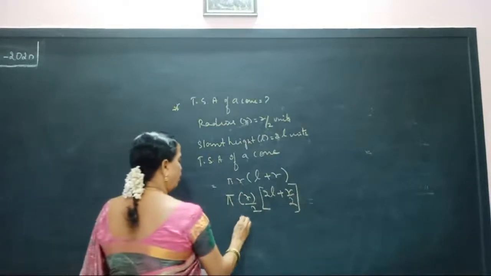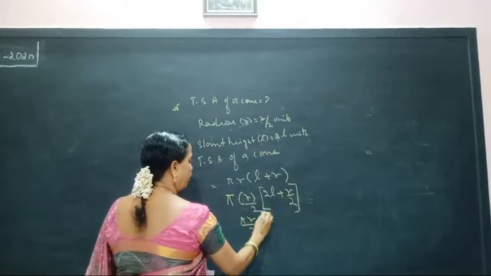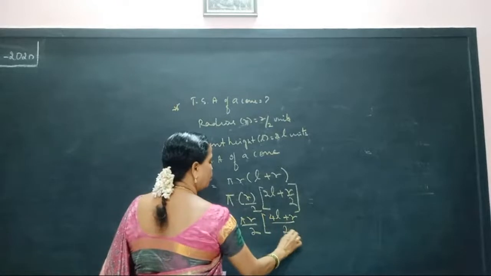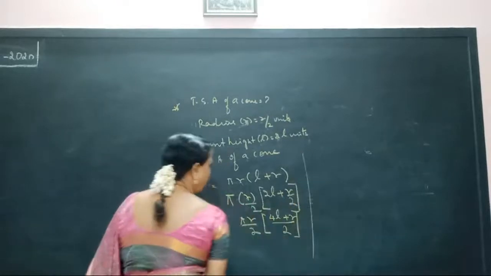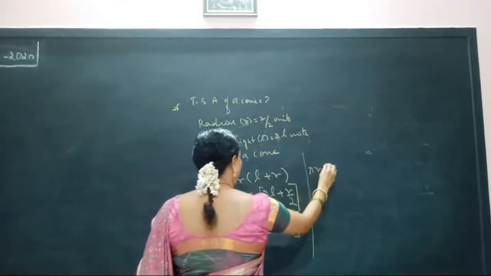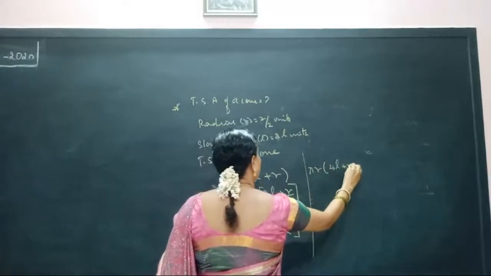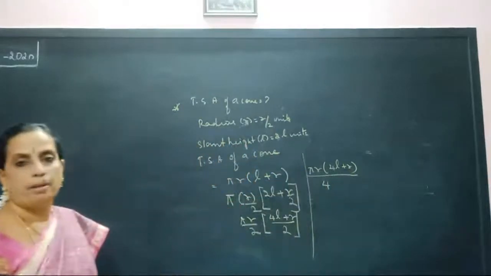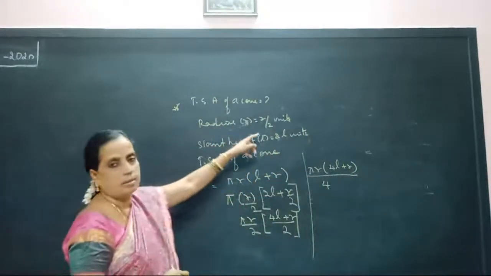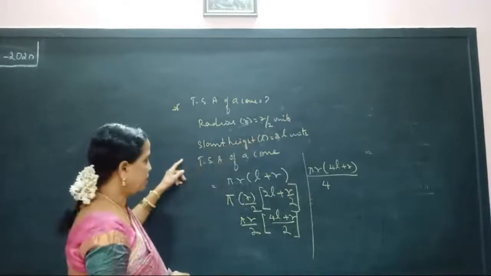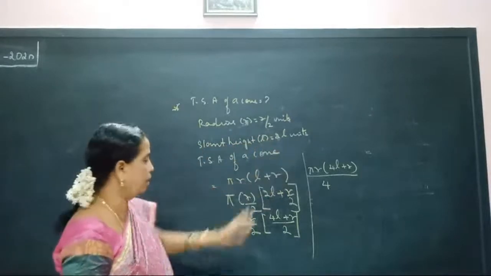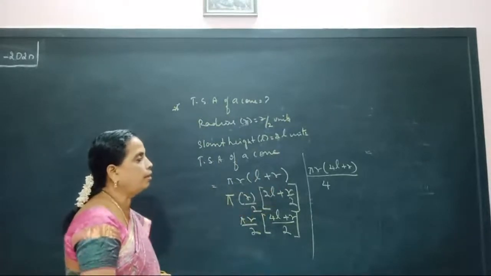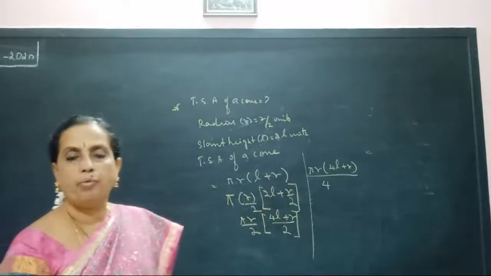So now we have pi r by 2 into, when I take LCM, it becomes 4l plus r by 2. So the final answer that we can write is pi r into 4l plus r by 4. When the radius is half, r by 2, and the slant height is double, 2l, then the total surface area of a cone is pi r into 4l plus r by 4.